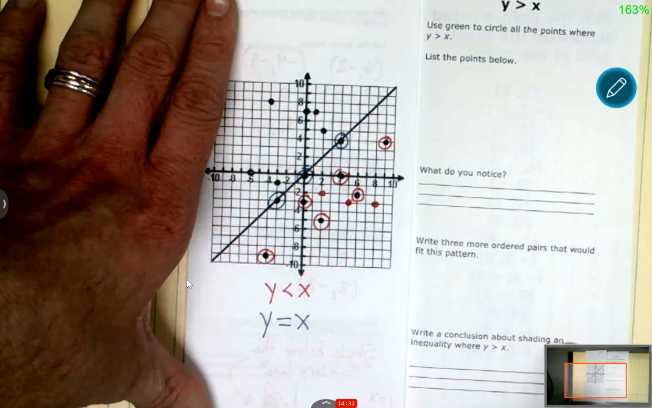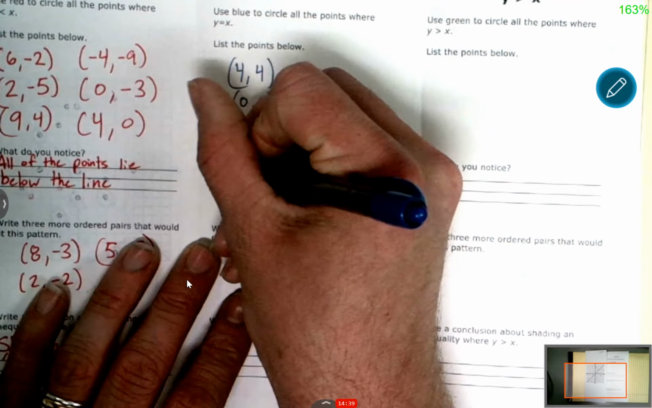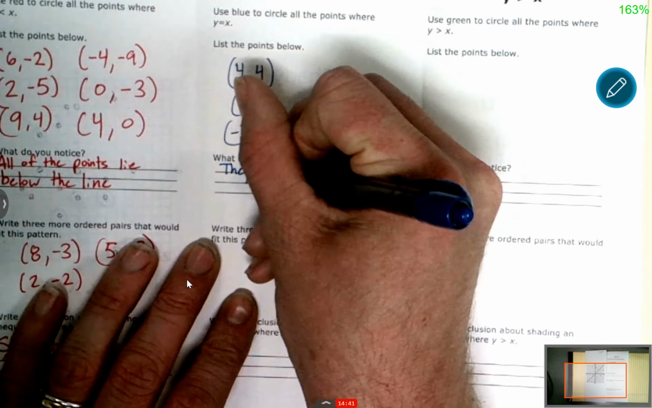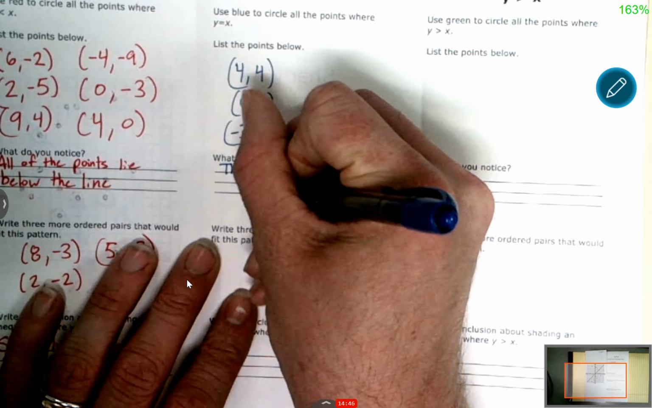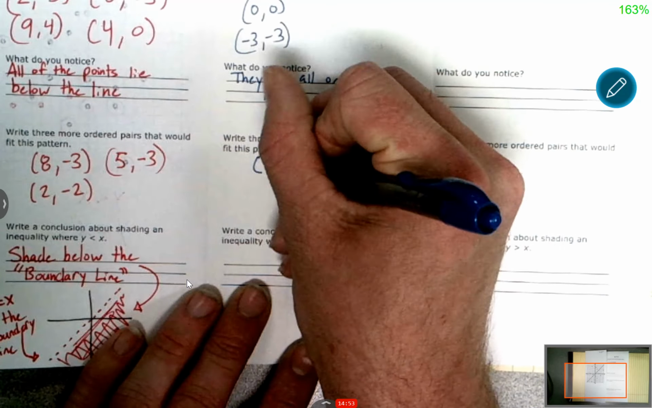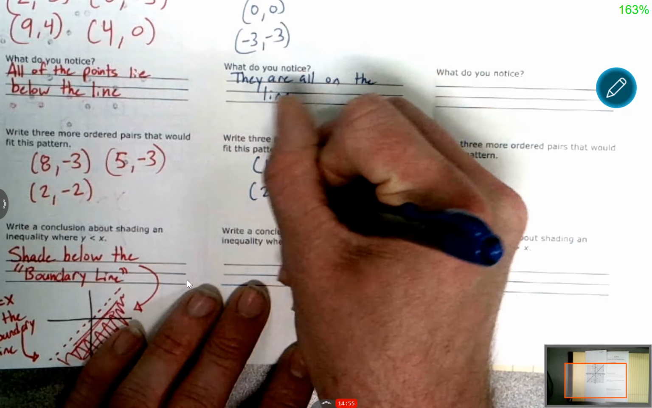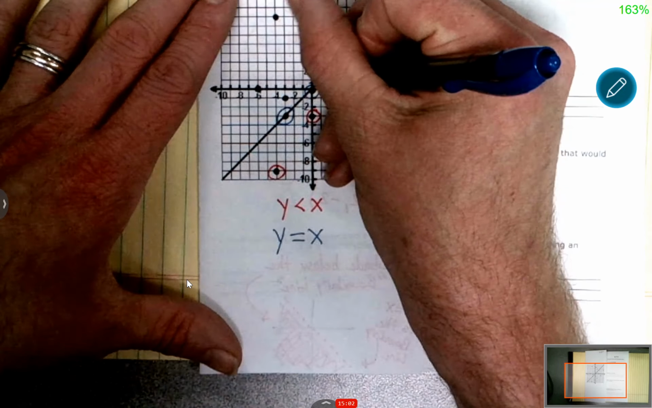What do you notice about these 3 points? Okay. They're on the line. They are all on the line. So we could write a bunch more points that would fit this pattern. The only thing is that the x and the y value have to be the same. (1, 1), (2, 2), (3, 3) are all points.